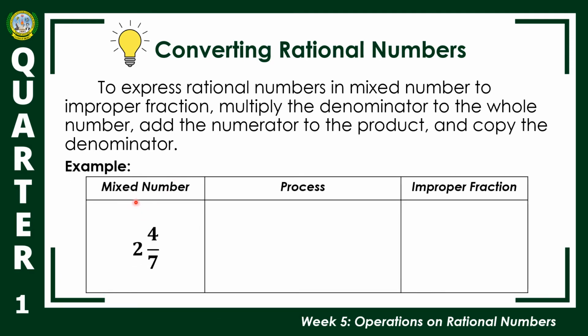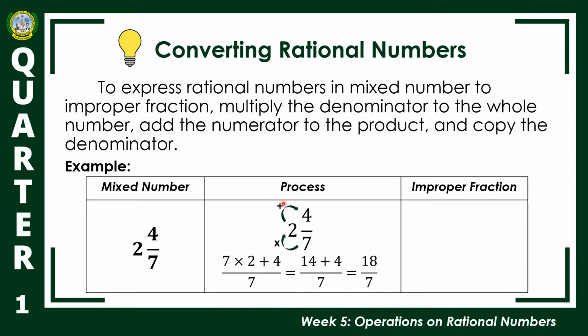We have here the mixed number 2 and 4 over 7. Okay? So again, according to the instruction, we have to multiply the denominator to the whole number and add the numerator. So, ganito po yung magiging process. Okay? So, 7 times 2 plus 4. And since we are going to follow the PEMDAS rule, we will multiply po ha. Multiply first. 7 times 2 will become 14. And then, 14 plus 4 is 18. And just simply copy the denominator.